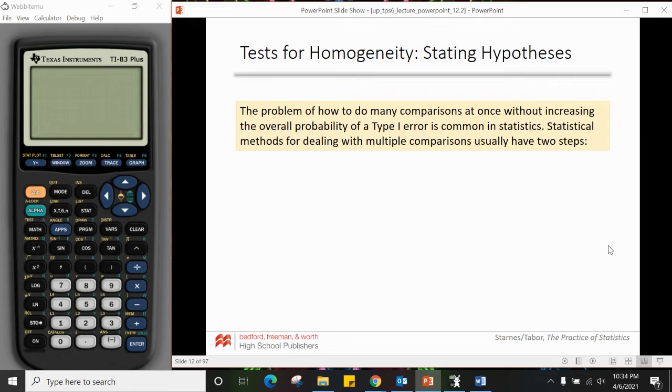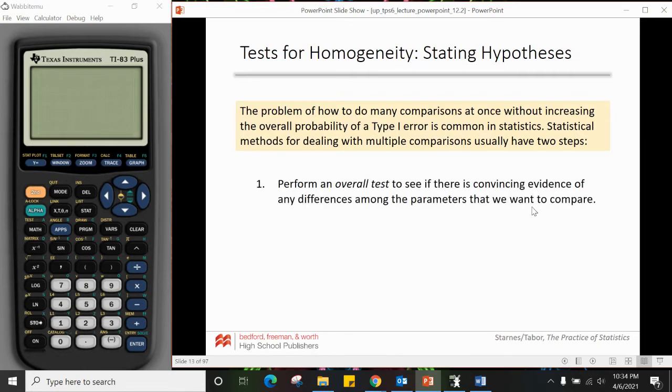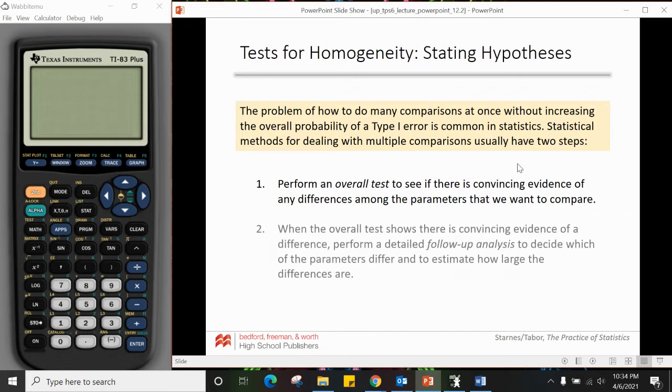So the problem of how to do many comparisons at once without increasing the overall probability of error is common, and it's two steps to do. First, we're going to perform an overall test to see if there's any evidence. And then if there is evidence, you would do specific tests to see what that evidence actually is. It's a little similar to what we talked about in the goodness of fit. We saw there was statistical evidence, and then we looked at where that evidence was coming from, what was really leading to the conclusion that we made. It's similar to here, except here we might actually do a whole other test. In the homogeneity, we didn't do a whole other test.